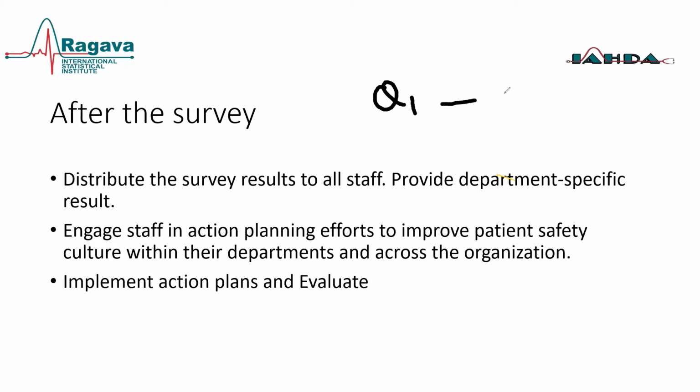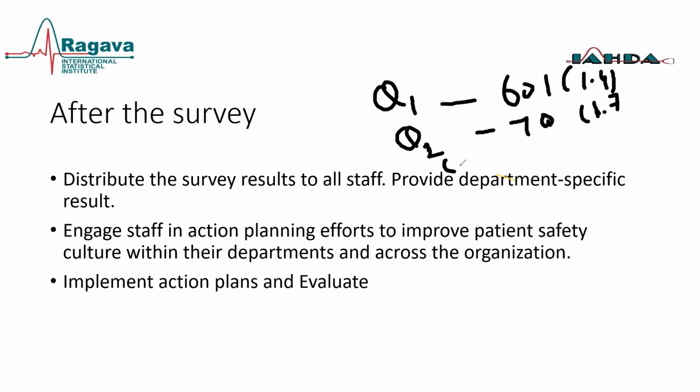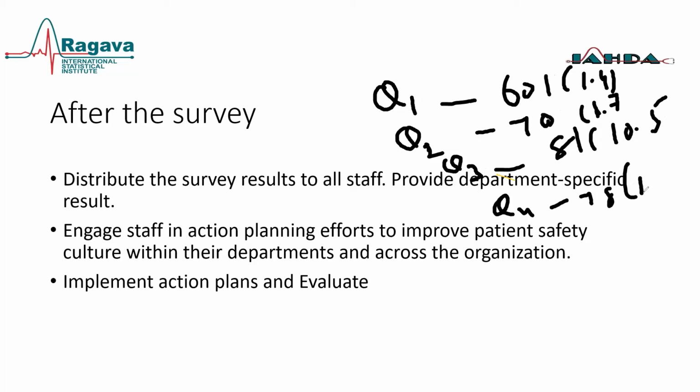Question number 1, what is the positive score? 60%. Then what about question number 2? Question number 2, 70%. Not only mean, use both mean as well as standard deviation. For example, 1.5 or 1.4, 1.7. Similarly, for question number 3, 81 with a standard deviation of 10.5. Question number 4, for example, 78 with a standard deviation of 1.5. So this is for each question.